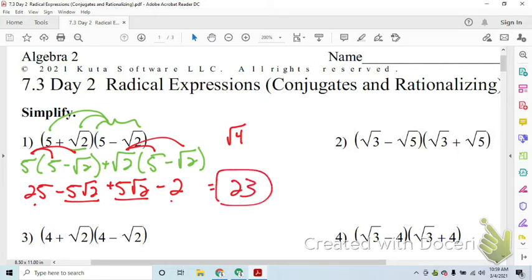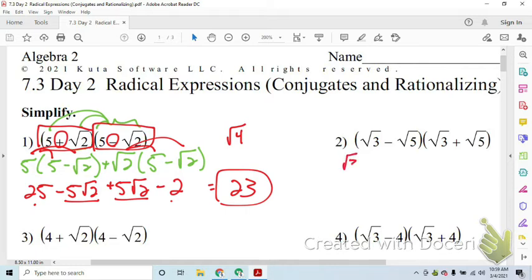Now, the reason we got a whole number and not a radical is because these two binomials are called conjugates. They're the same thing. One has a plus, one has a minus. So that's why we ended up not having a root in our answer. And it's going to be very important on number 7. Anyway, we have another group of conjugates here.